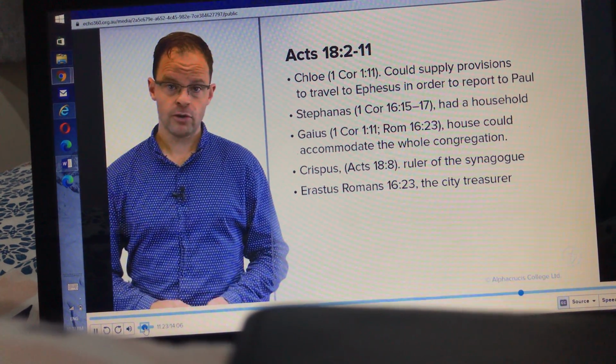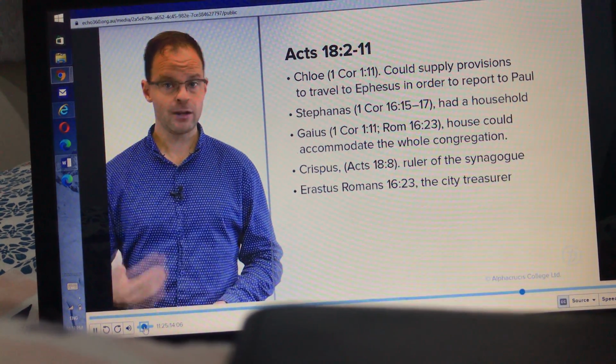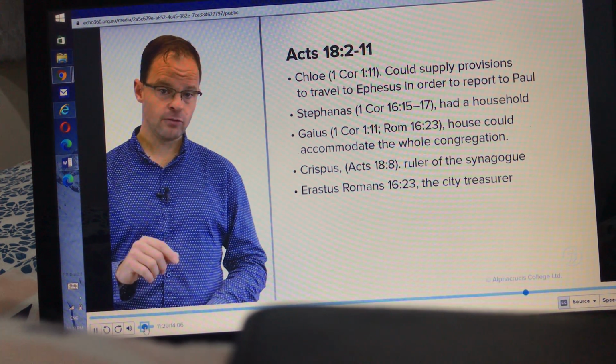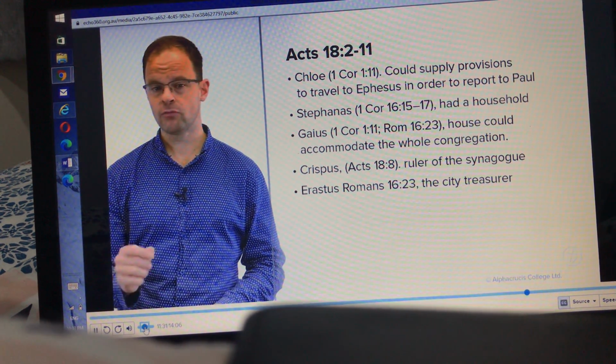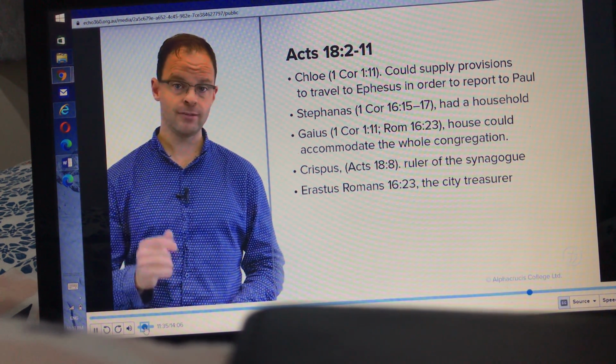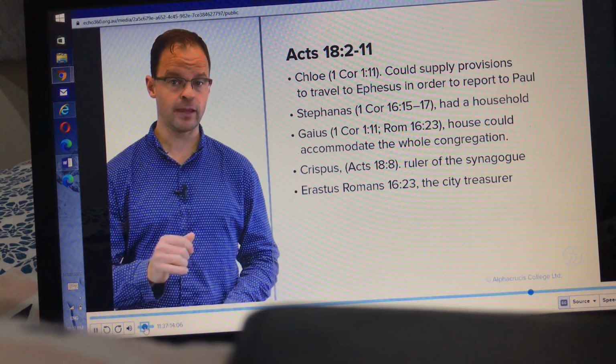Crispus, as we saw earlier, he was the ruler of the synagogue. Again, a guy with some serious coin. And then Erastus, who's only briefly mentioned in Romans 16:23. Just very briefly mentioned in the greetings from Corinth. Now, Erastus, it says there, was the city treasurer.